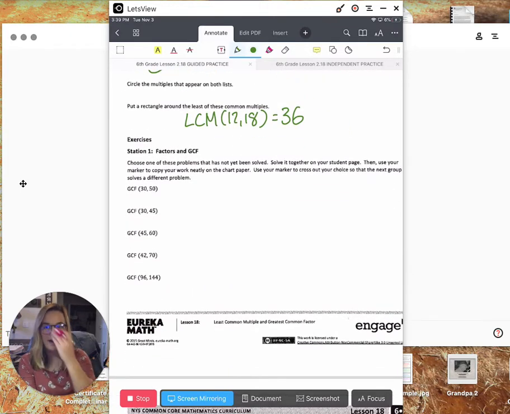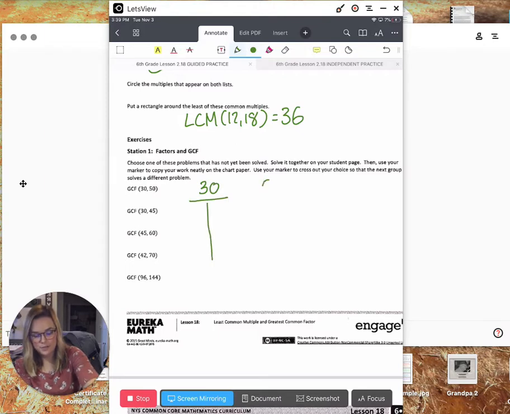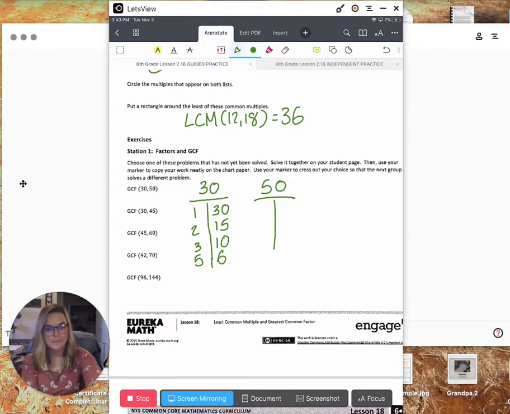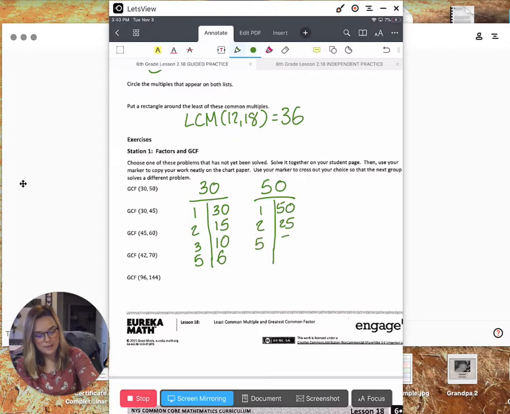Let's look at maybe two of the greatest common factors in this first part. Let's look first at 30 and 50. I'm going to make almost like a T-chart for each of these numbers, 30 and 50, to list out my factors. I have 1 and 30, 2 and 15, 3 and 10, 5 and 6. Then I can go over to 50. 1 and 50, 2 and 25, 5 and 5.